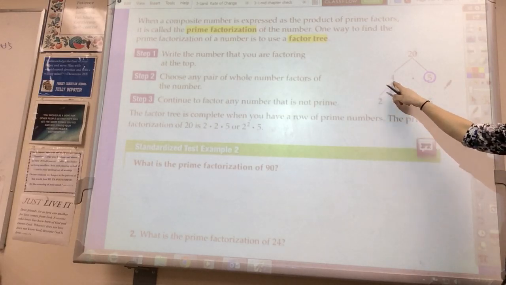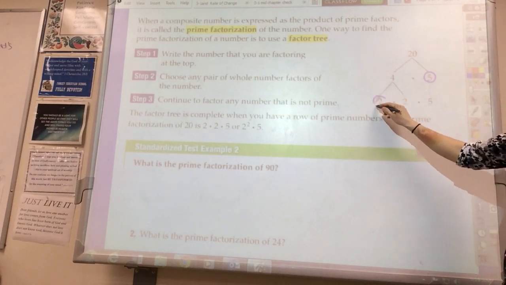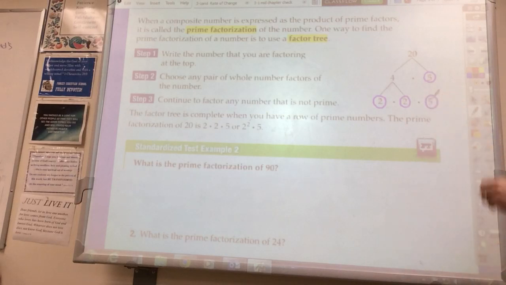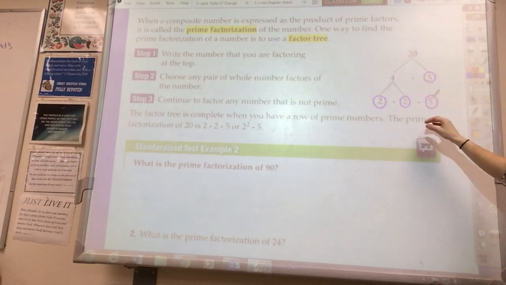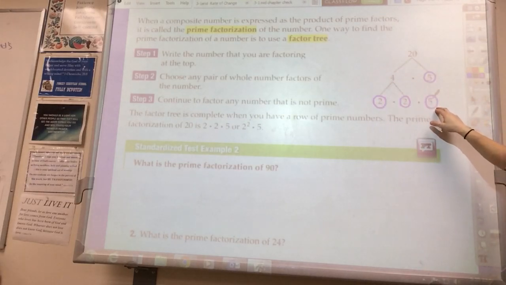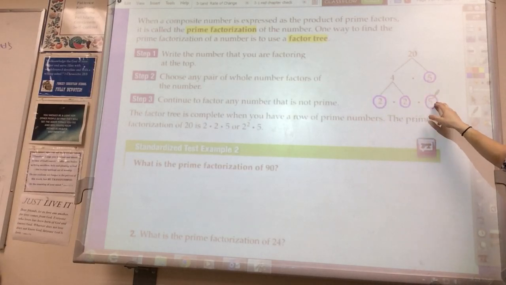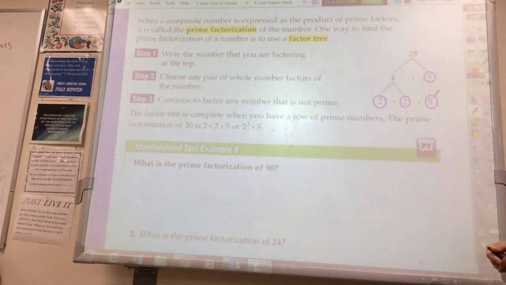So 4 is the product of 2 times 2. Now since 2 is prime, and this 2 is prime, and 5 is prime, we have the prime factorization. You continue to branch out like a little tree until you have all prime numbers. If we multiply 2 times 2, that's 4. 4 times 5 is 20. So 2 times 2 times 5 is the prime factorization of the number 20.